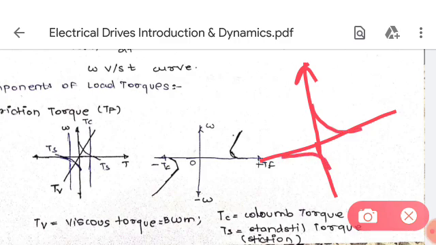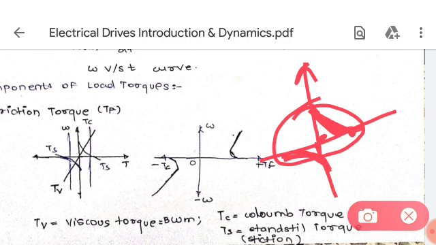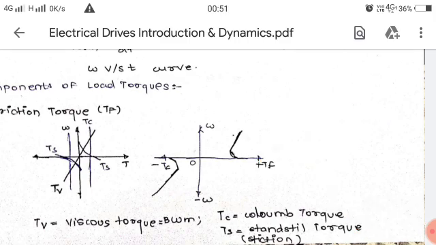Stiction is like this, and at zero speed it has this value, and then it reduces as speed gains. So just after zero speed, slightly after gaining some speed, this will go to zero. So that is stiction. This type of torque is present for heavy loads. We know that some loads like electric locomotives or electric trains require very high starting torque. So it is mainly due to stiction present in that.